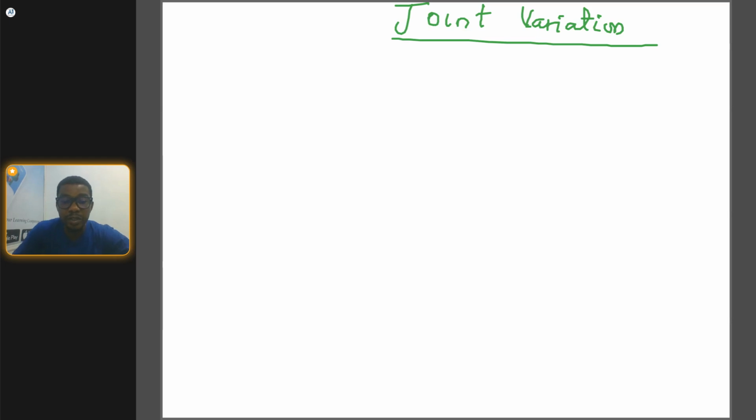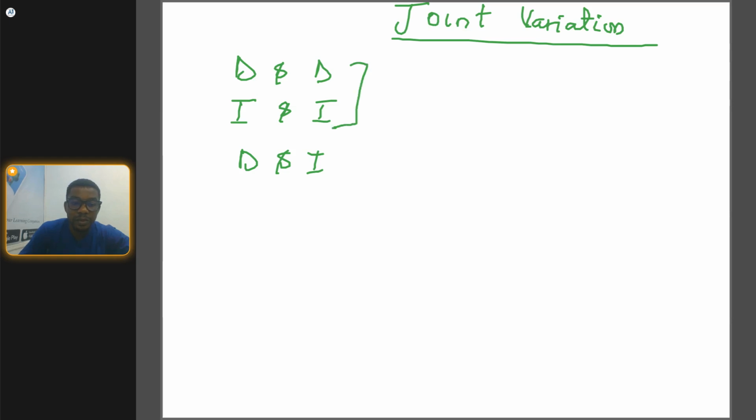I said earlier that joint variation is categorized into three: direct and direct, indirect and indirect, or you have direct and indirect. So either of the three categories can be given to you in the exam. And once you understand the concept, you are going to solve it correctly. So let me go for this one. This one seems to be a bit technical. All right. Direct and indirect.